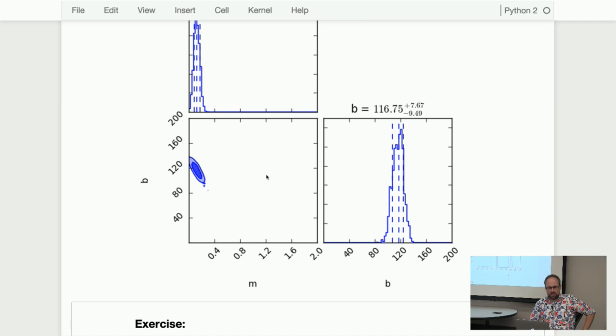Okay, so you can see that even there's a few samples out here still. That's interesting. Yeah, it's odd.